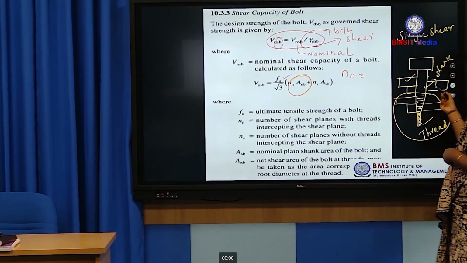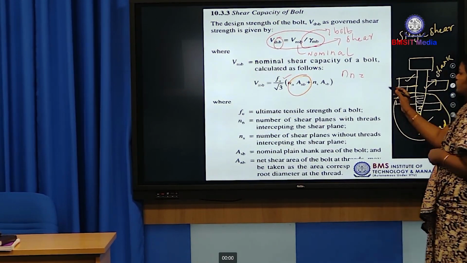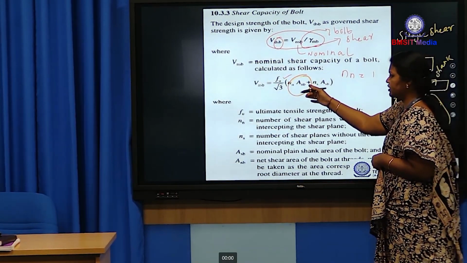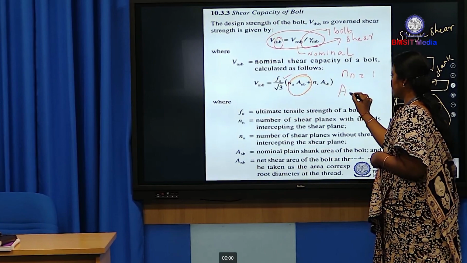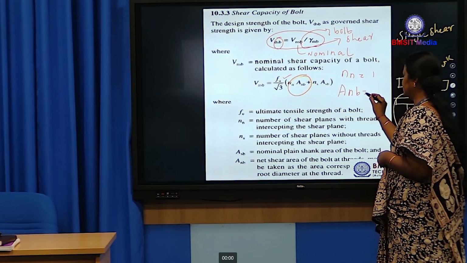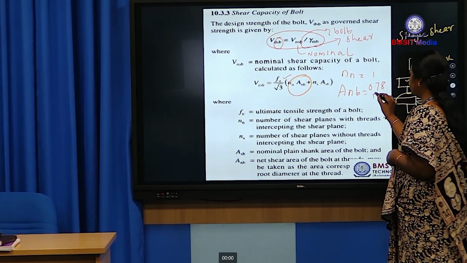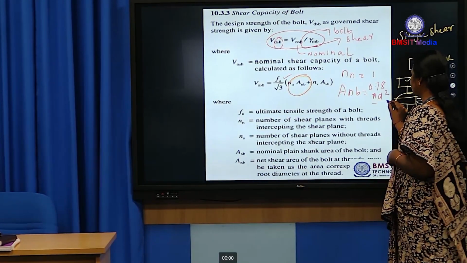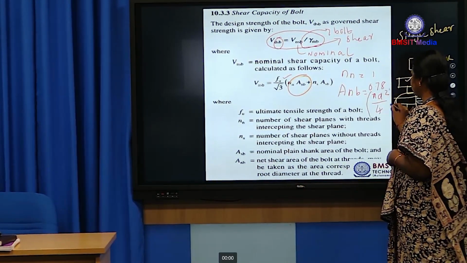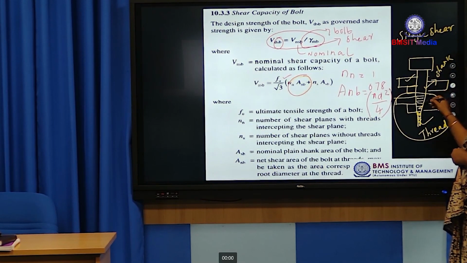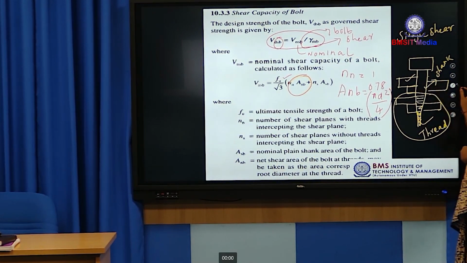So, which means in the lap joint the shear plane is 1. So, consider Nn equal to 1. ANB equal to net area of the bolt. Already I have explained, ANB, the net area of the bolt, equals 0.78 times pi d square divided by 4. Another example, if the shank portion passes through the shear plane.